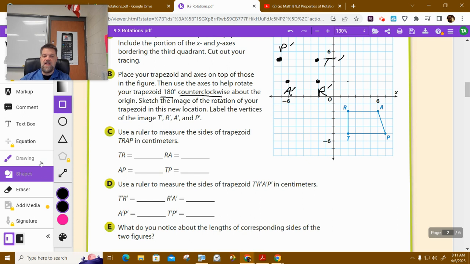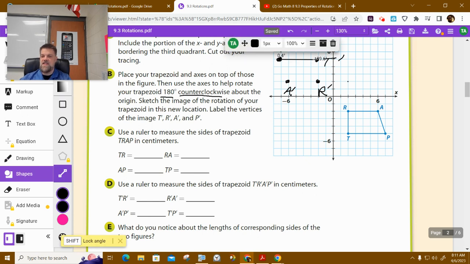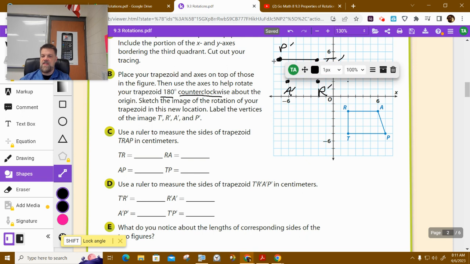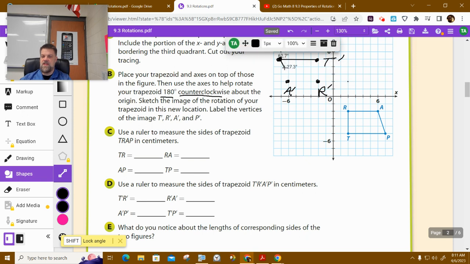And now we just got to connect the dots. And it's easy, but it's not. You got to think to yourself, does it look like I rotated 180 degrees? Yes, it does. Oops, don't like that one.